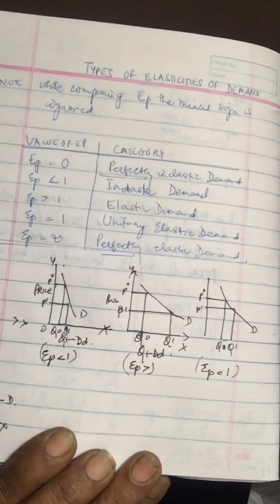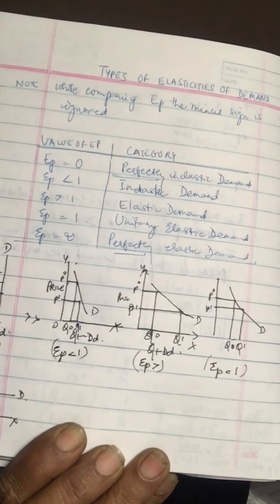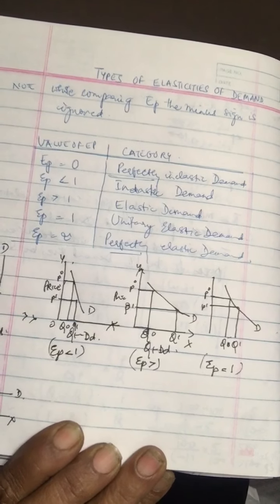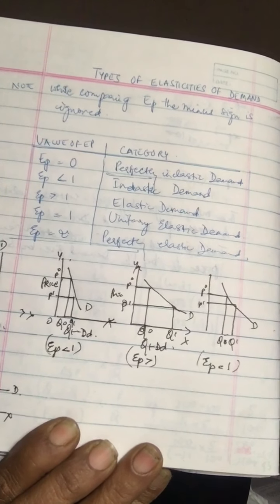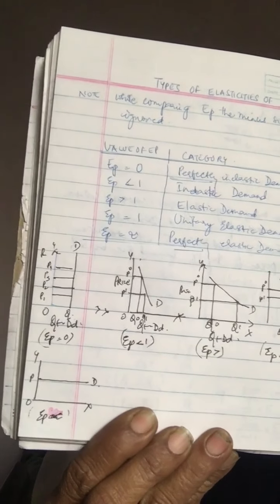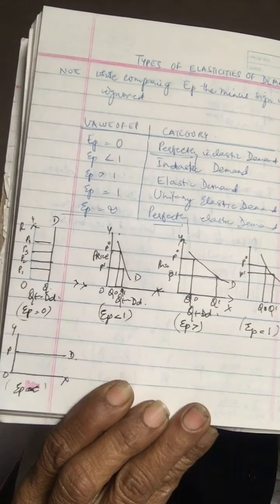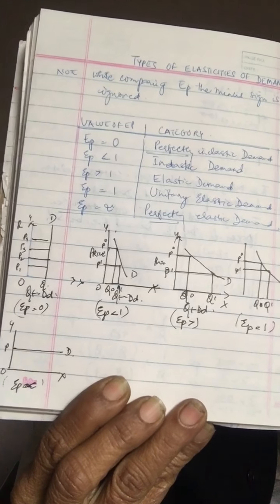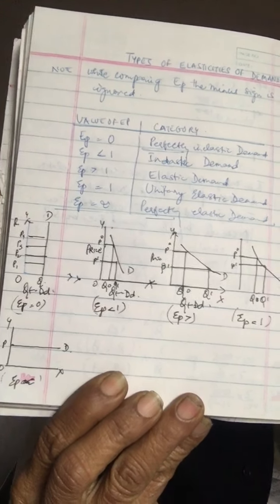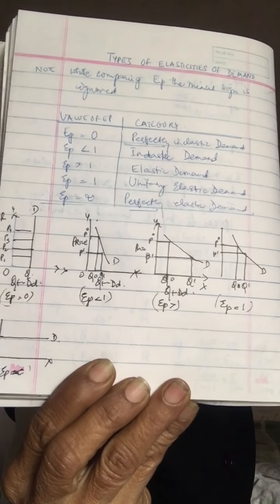When it is 0, the category of that demand is known as perfectly inelastic demand. And when you are talking about perfectly inelastic demand, you can see the diagram with it. It shows that the demand doesn't change no matter what the change in price is. It remains stuck at OQ no matter what the change in price is. There is no change in demand whatsoever.